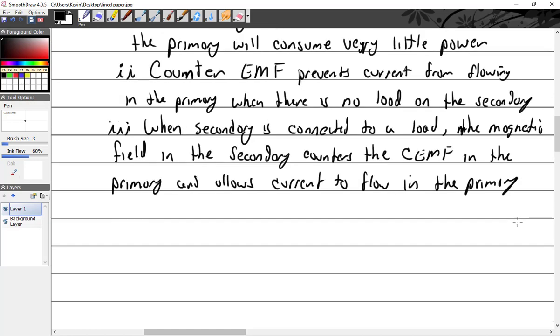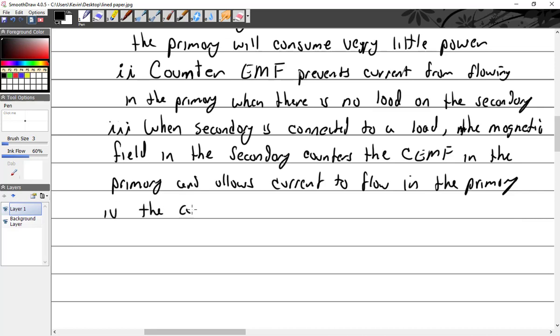Now, I wrote this. I don't know if you like it. I found this in a book. I thought, oh, it's kind of cool. Maybe not. It said, consider the field as a power reservoir. If the secondary draws current from the reservoir, the current must flow in the primary to fill the reservoir. Therefore, the current flow in the primary is directly proportional to the current flow in the secondary. I'm going to go with that one, though.